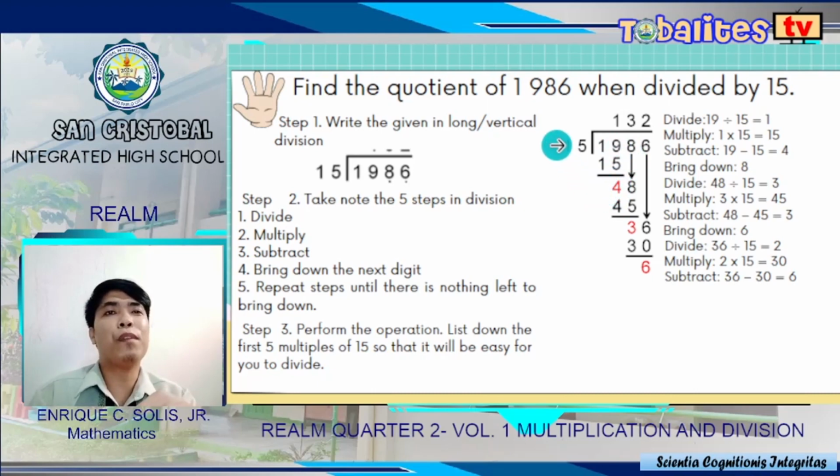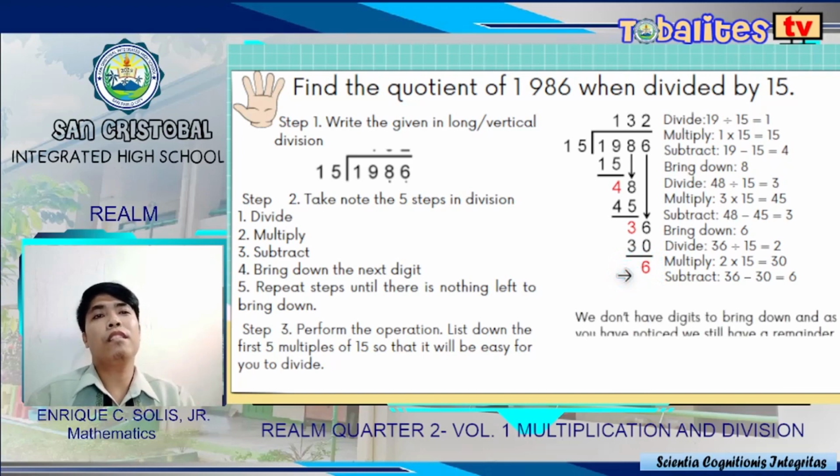48 divided by 15 is 3. Then 3 times 15 is 45. Then subtract, 48 minus 45 is 3. Then bring down 6. 36 divided by 15 is 2. 2 times 15 is 30. 36 minus 30 is 6. Since there are no digits that we are going to bring down, we will now stop the division. So we have a remainder 6.